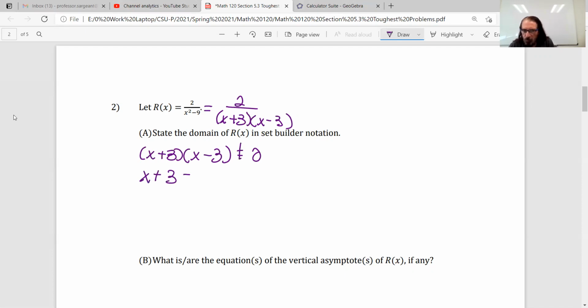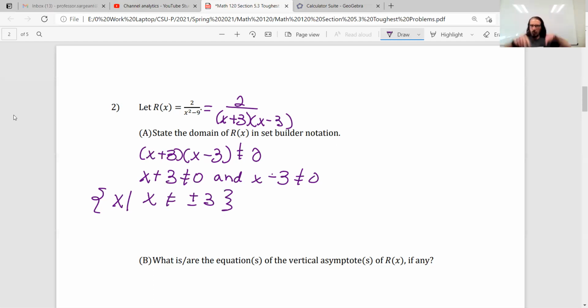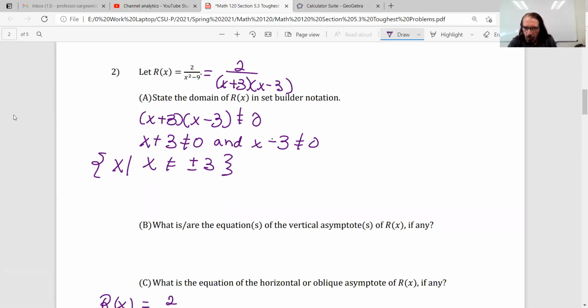x plus 3 will not equal 0, and x minus 3 will not equal 0. So x is not equal to positive or negative 3. Put that as x bar for x is a real number such that x is not equal to positive or negative 3, and the curly braces around it, and then you have put it in set builder notation. Replace that not equal with equal, and you have the equation of, or actually equations of, two vertical asymptotes.